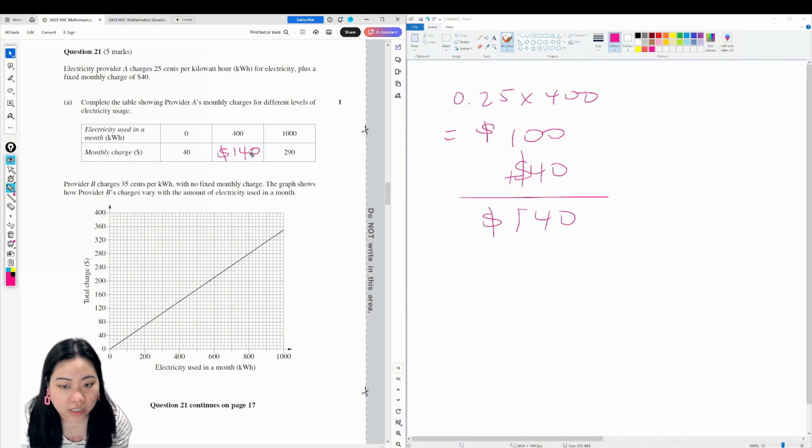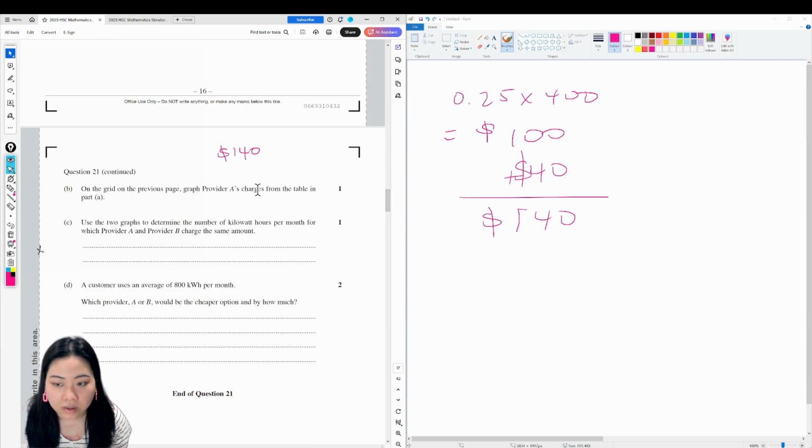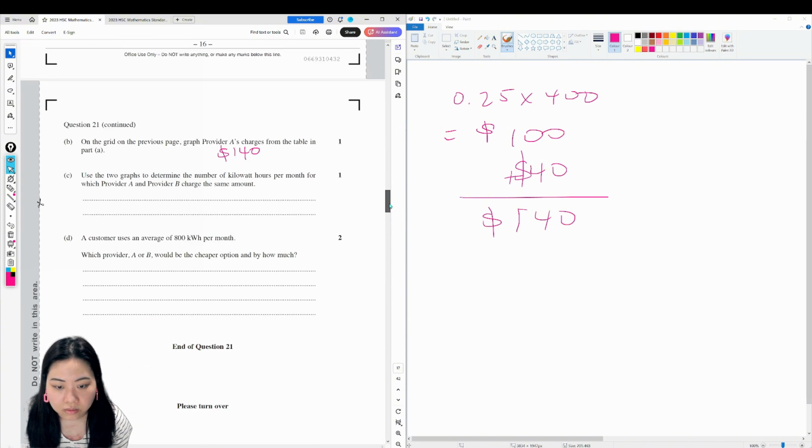Provider B charges 35 cents per kilowatt hour with no fixed monthly charge. The graph shows how provider B charges vary with the amount of electricity used in a month. Where is the question? Oh, it's all over here. A, on the grid. We already did A. Fill in the table, and then C. Wait, what's question A? What's B then? On the grid. Oh, graph.